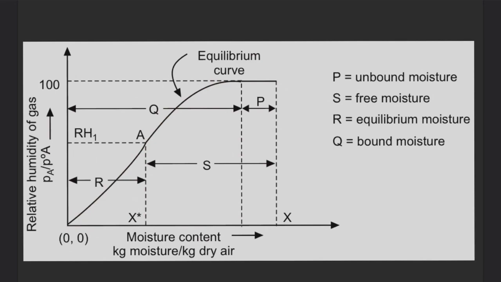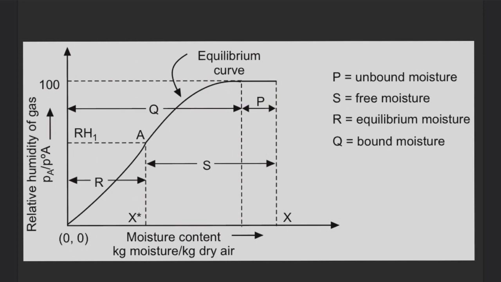Initially we can see from this graph that this part is the unbound moisture content. So what is unbound moisture content? These are the moisture contents which are on the surface of a body, or wet solid. These unbound moisture contents are not trapped inside the body. While removing this, there will be a constant rate period. In this period, initially we will remove the moisture content on the surface of the solid.